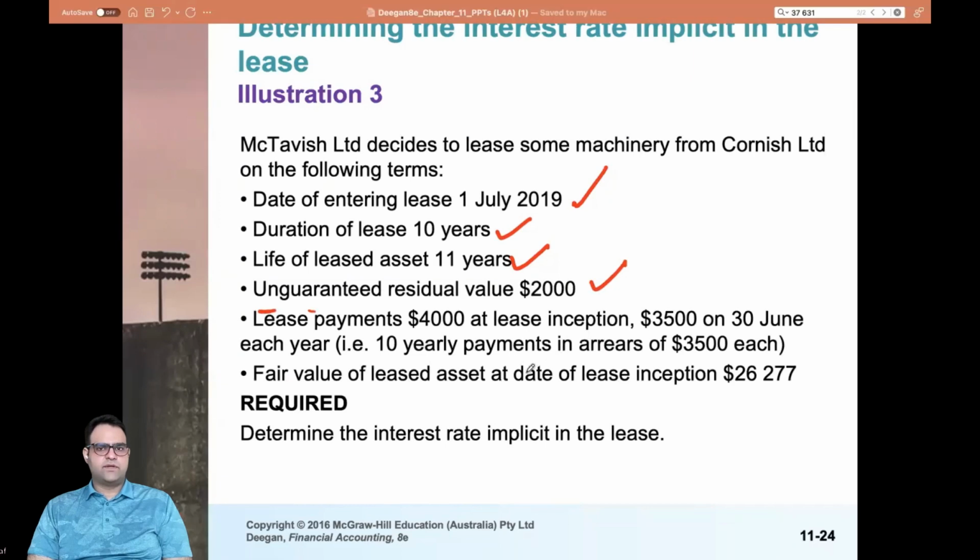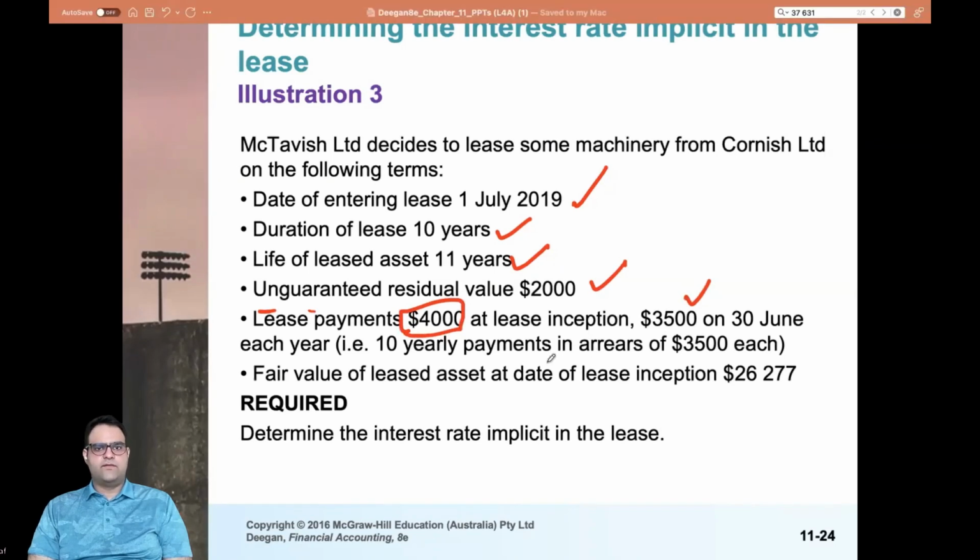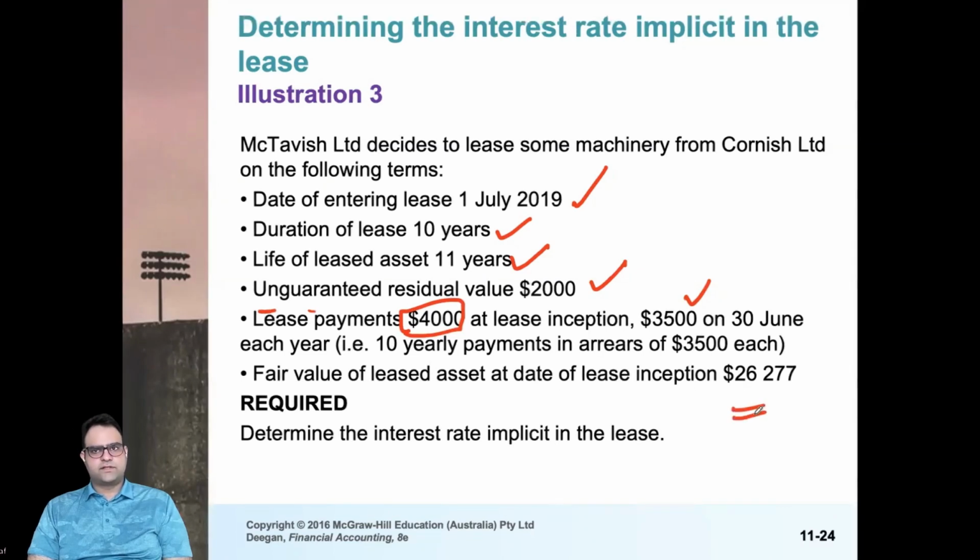That's another cost which is incurred at the end of the period. For the lease payment, at the start they have to pay $4,000 for the first year. For the subsequent years, it is $3,500 for each upcoming year. The fair value of the asset at the date of lease inception, meaning at the start, is $26,000.